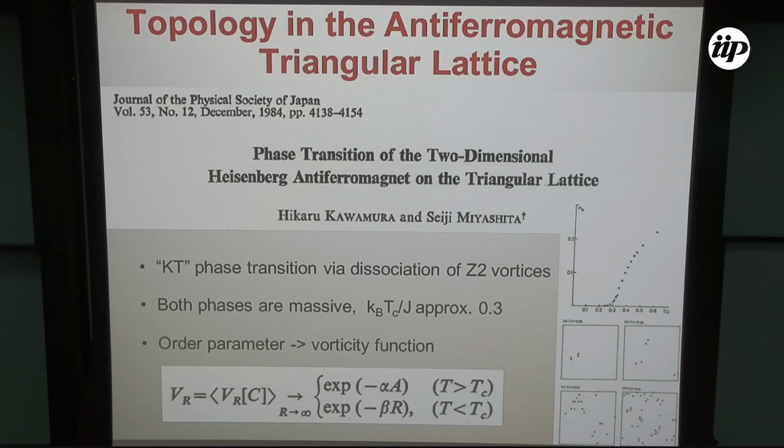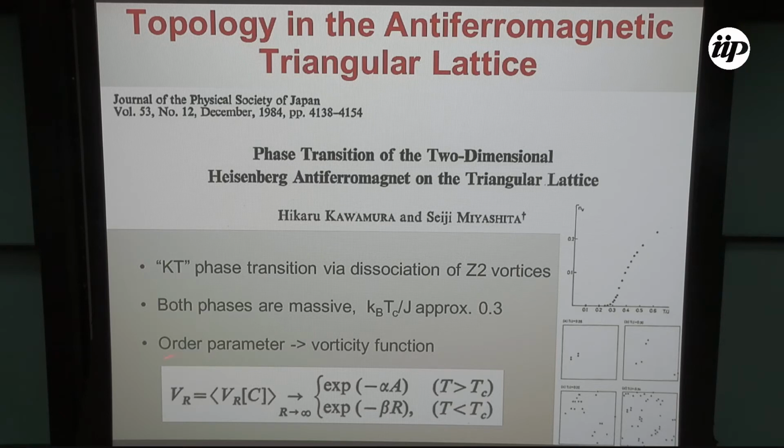This was studied by Kawamura and Miyashita in this paper in 1984, and they have shown that there is not exactly a KT transition, but a kind of Kosterlitz-Thouless transition, in the sense that you get proliferation of vortices with temperature. The difference is that here there are different vortices, Z2 vortices, and the other difference is that both phases are massive, while in the Kosterlitz-Thouless you have one phase which is quasi-long-range ordered, and then you have a massive phase.